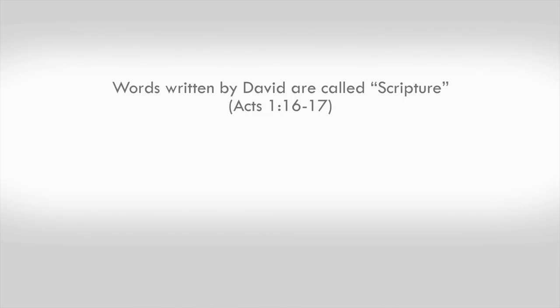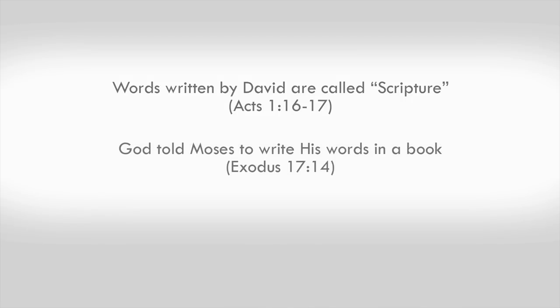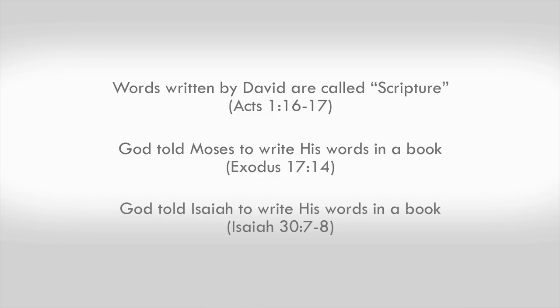Some prophets wrote the words of God down. For example, the words of David are called Scripture by the Apostle Peter in Acts 1, verses 16 and 17. God himself told Moses to write his words down in a book, Exodus 17 and verse 14, as he similarly instructs Isaiah, Isaiah 30, verses 7 and 8.